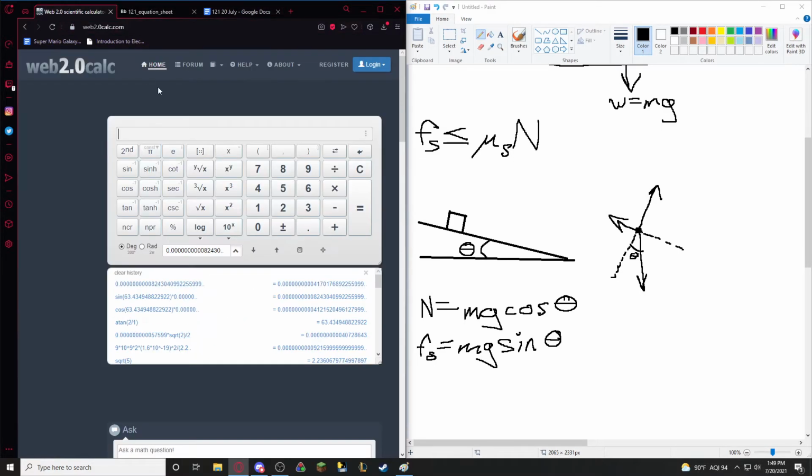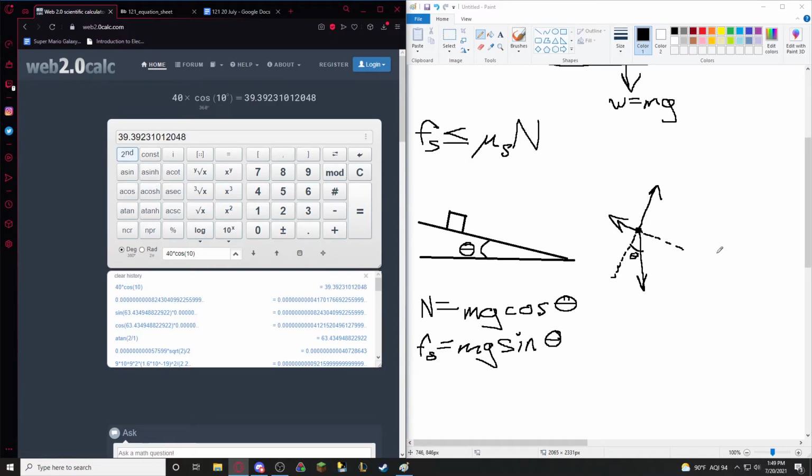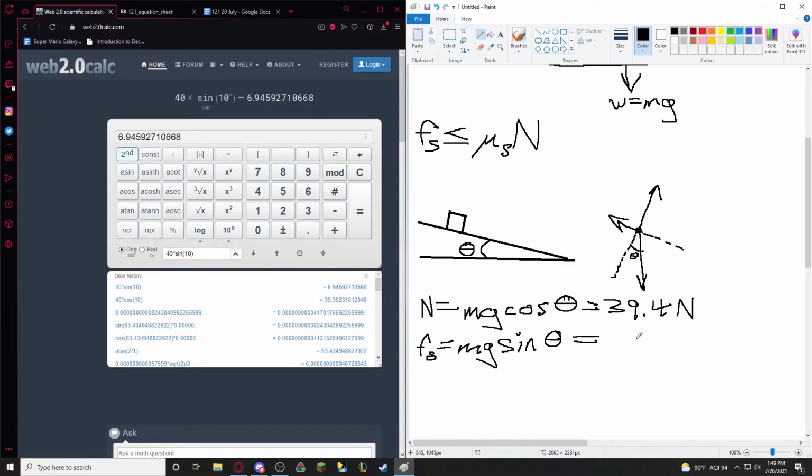Mass is 4 kilograms, so mg is 40 times our cosine of 10. We get a normal force of 39.4 newtons. And times the sine of 10 degrees, we get our 6.9 that you had found. But that's the frictional force.